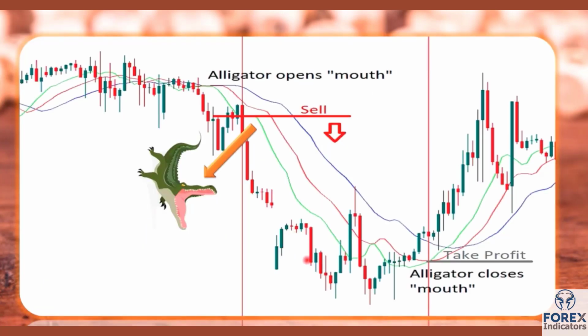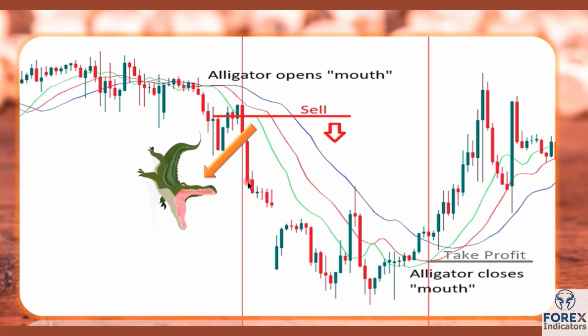So how to interpret the Alligator indicator? When the jaw, the teeth, and the lips are intertwined, it means the alligator is asleep and there is no uptrend or downtrend in the market. Bill Williams recommends staying out of the market during such periods. The longer the alligator sleeps, the hungrier it awakes.